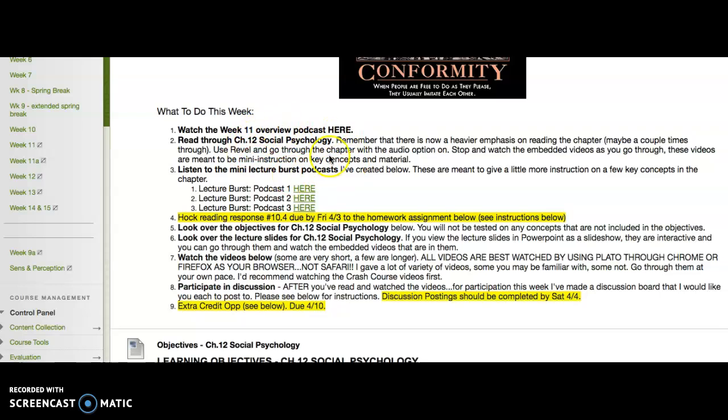I've not deviated from the chapter. All the lecture slides will stick exactly to the chapter, so you're not going to be tested on or required to know any information outside what's in the lecture slides and what's in the chapter. Okay, I just want to make sure that that's clear.